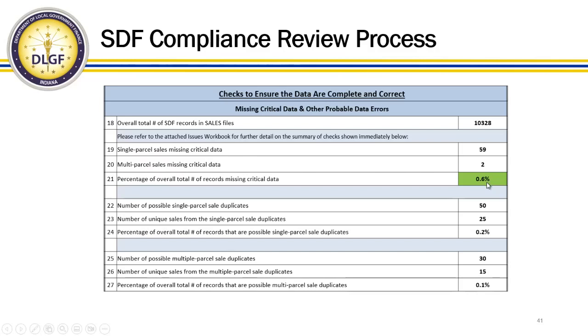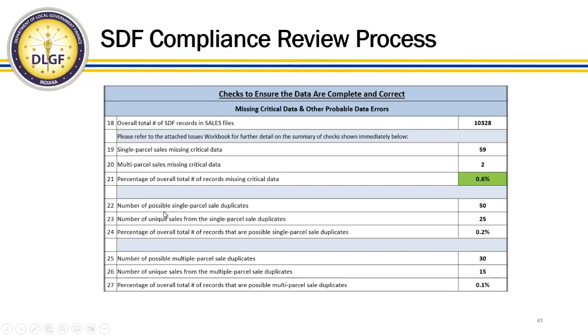If this percentage is higher than 2%, that's an automatic non-compliancy issue. So that's definitely something that we will be watching closely, and hopefully it won't be an issue for your county. But we need that to stay under 2%. Otherwise, it's an automatic non-compliance.